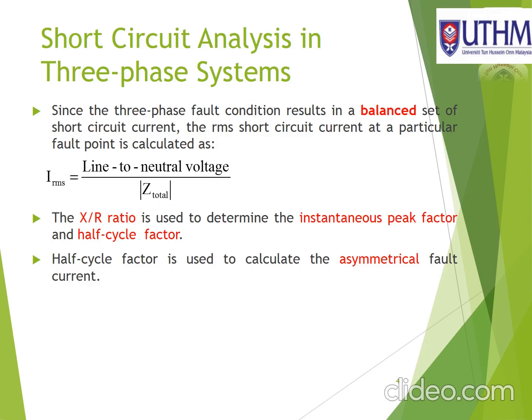So to get the I RMS, we first have to get the V in single phase, and then we divide by Z total. The X/R ratio is used to determine the instantaneous peak factor and half cycle factor. This one is in part A, where I already explained how to get the factor.